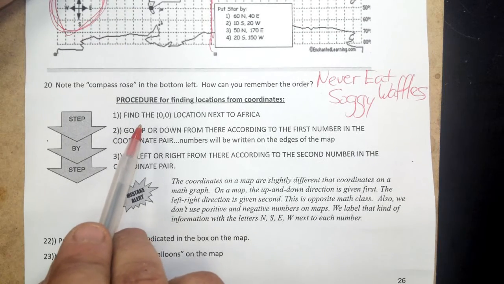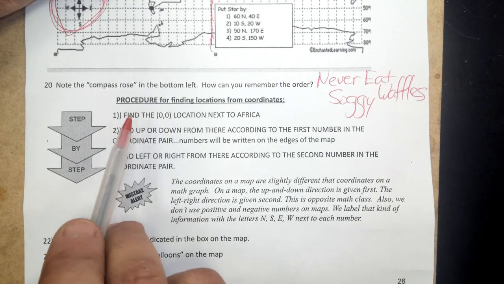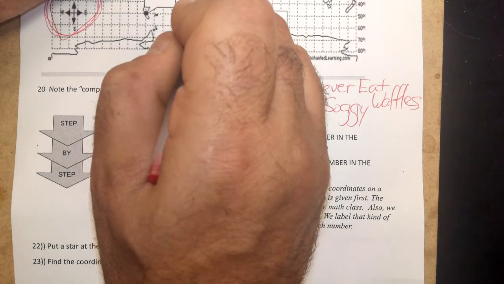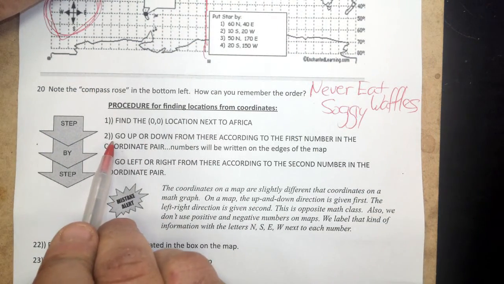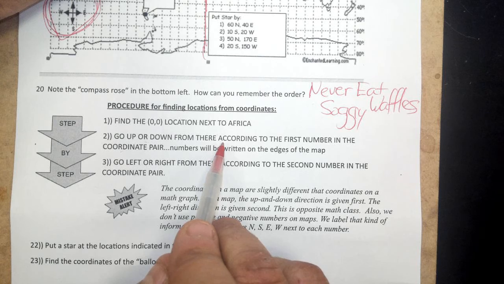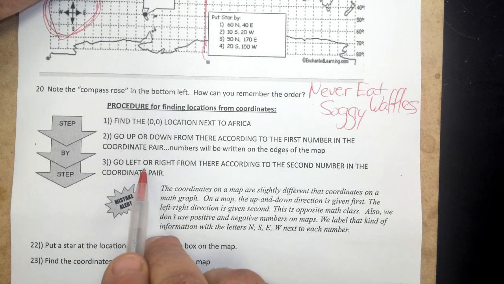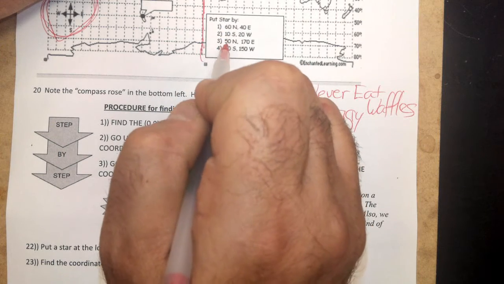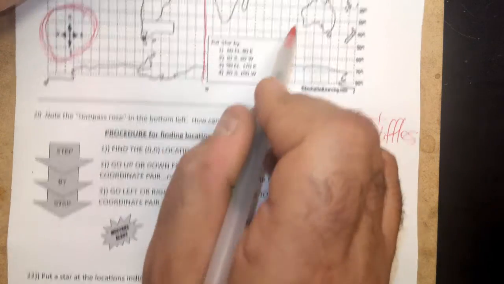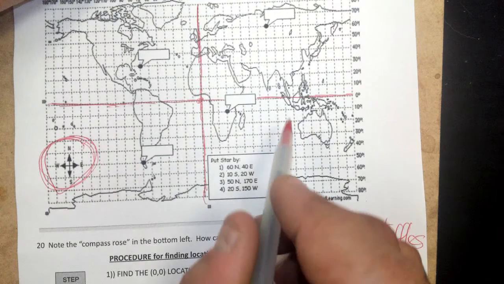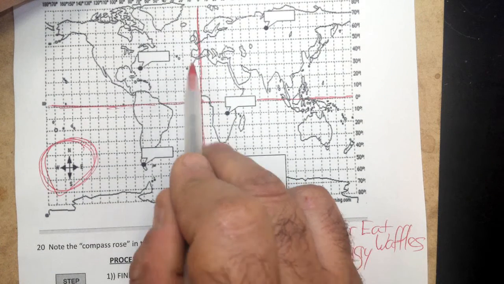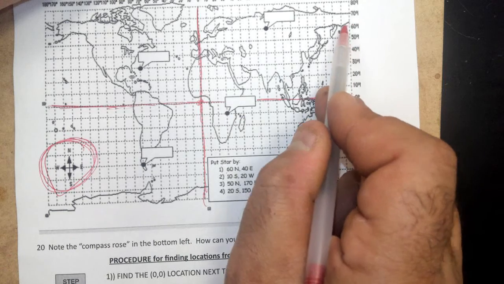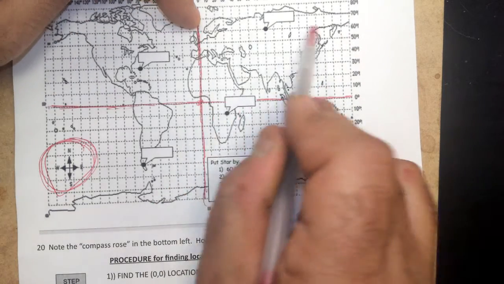Okay, so here's the procedure to find locations from coordinates. Number 1, find the 0, 0 next to Africa. That's always in this little nook right there. Step number 2, go up or down according to the first number in the coordinate pair, and then go left or right according to the second number. So here are the coordinates that we're first going to use. The first one is 60 north, 40 east. So starting off at the origin, we're going to go north, so that's going to be up. And we can see all the numbers on the side here going up, up, up. So 60 is right there. So it's going to be somewhere along this line here.